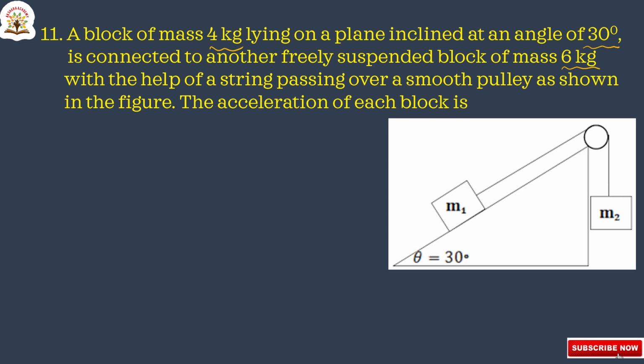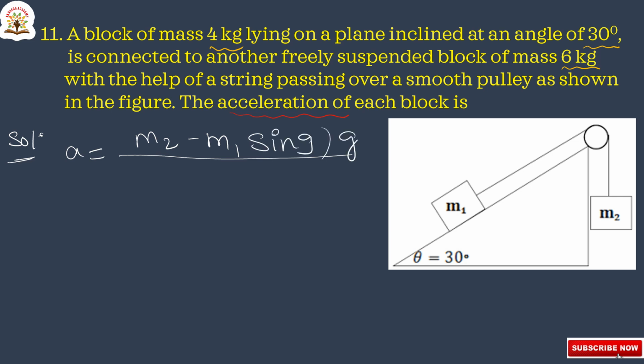Now we have to calculate the acceleration of each block. Okay, now let us go to the solution. Here a is equal to (m2 minus m1 sin theta) by (m1 plus m2), into g. Now substituting values.